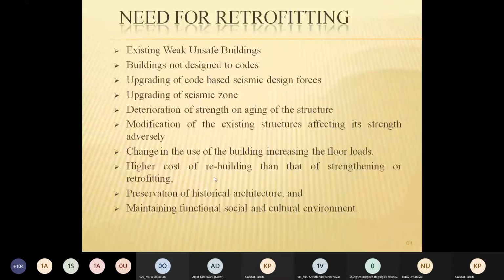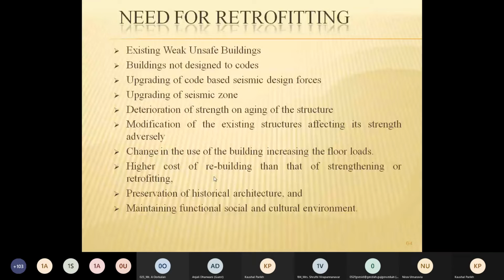Modification of the existing structure affecting its strength adversely needs retrofitting. Changes in the use of the building, increasing the floor loads, also need retrofitting. A higher cost of rebuilding than that of strengthening or retrofitting favors retrofitting. There are various reasons for retrofitting, maybe more than what is listed here.